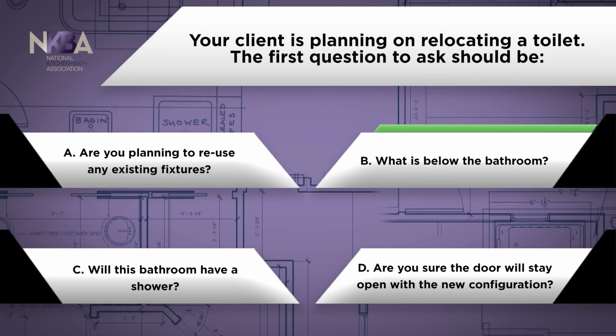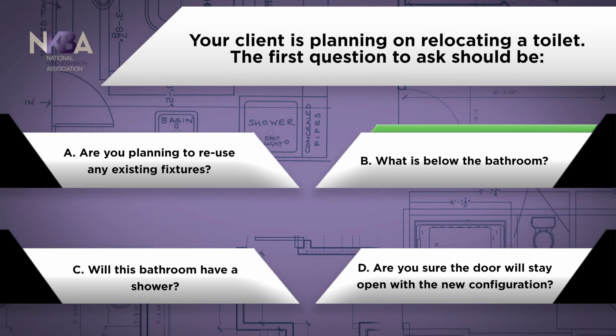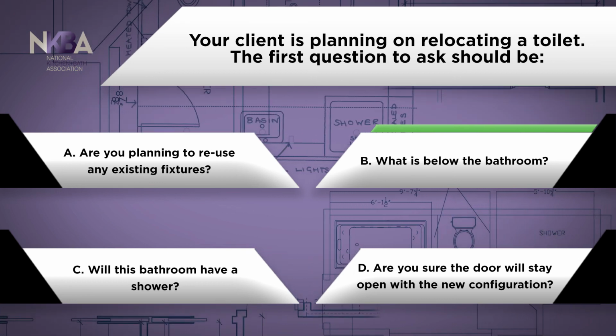The answer is B. The floor construction and the space below will dictate what kind of plumbing relocation can or can't be done.